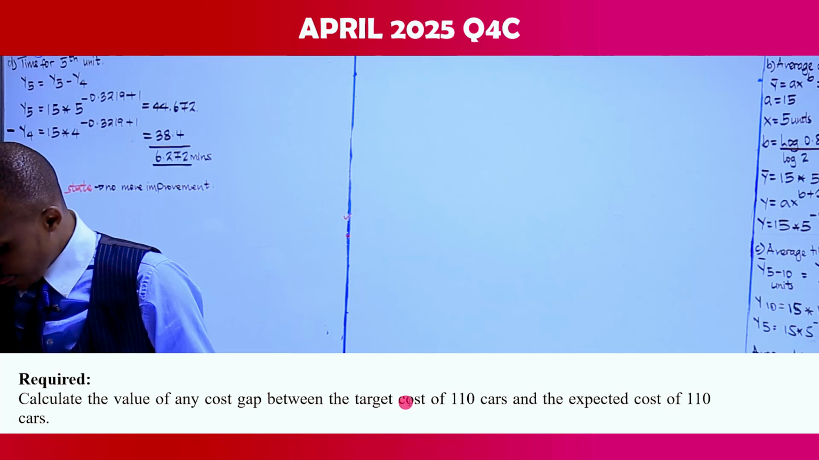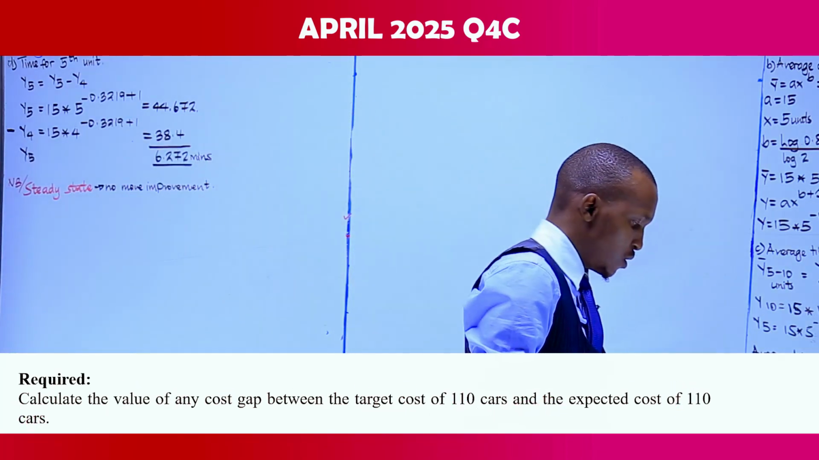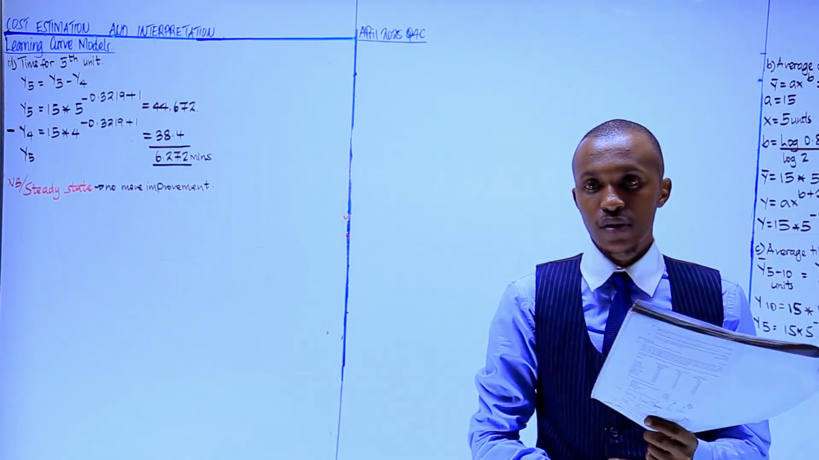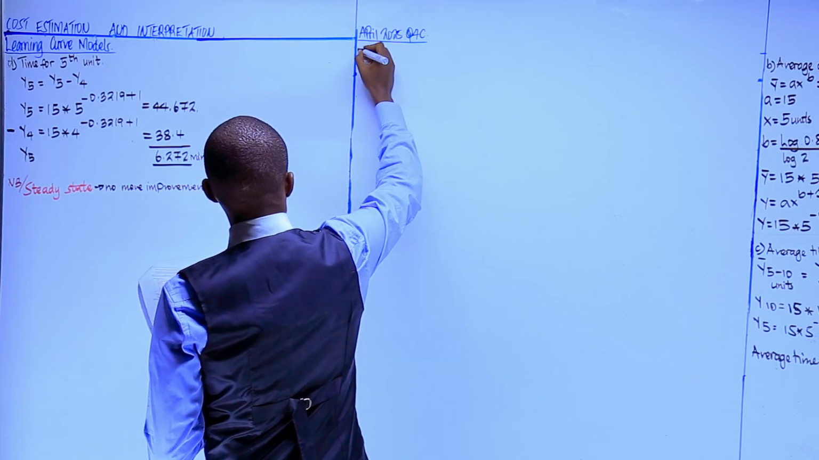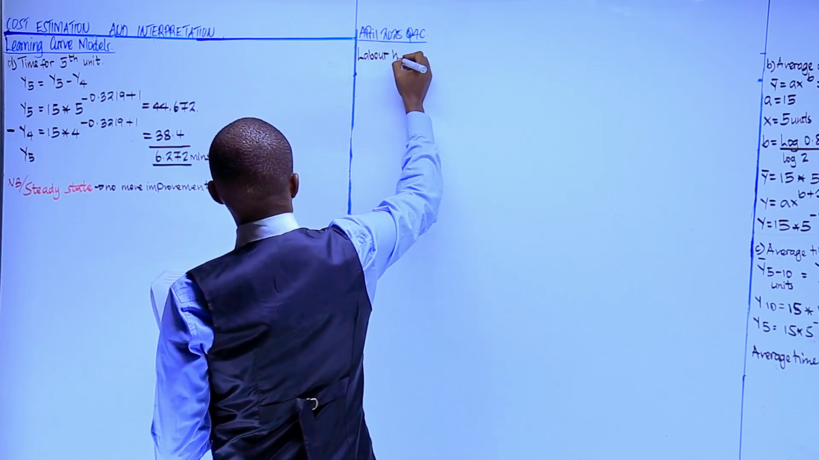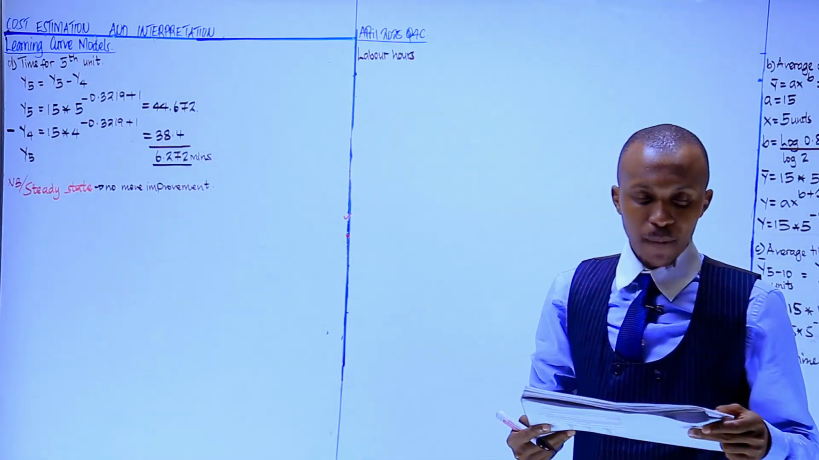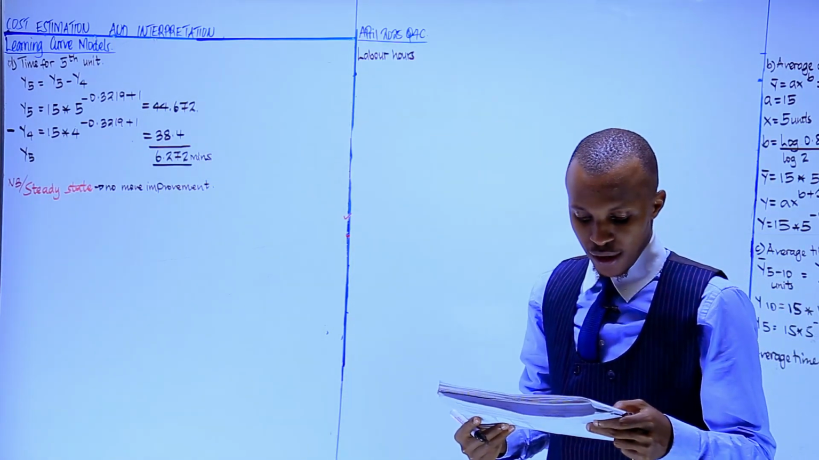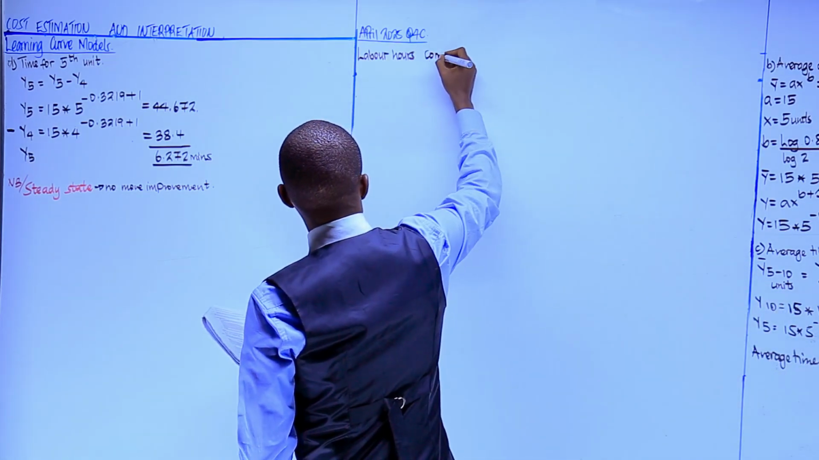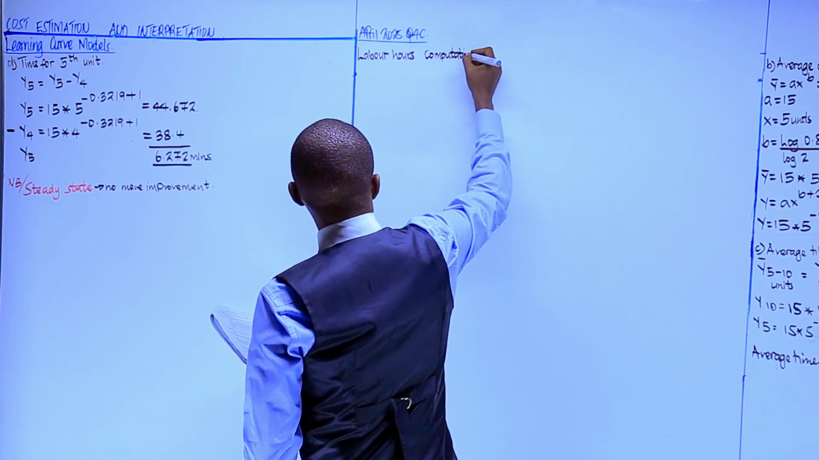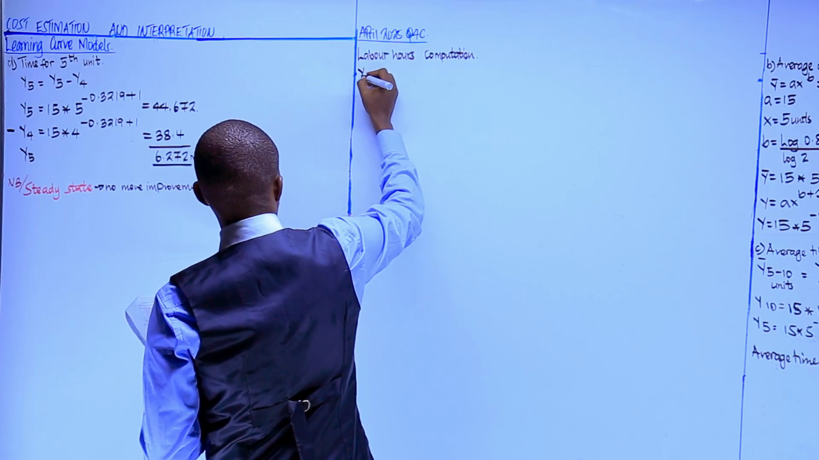Alright. So let's determine the cost of those 110 vehicles. You can start by determining your labor hours, keeping in mind we have a learning curve. Labor hours computation or determination. Now with learning curve, we want 110, so it's the total time.